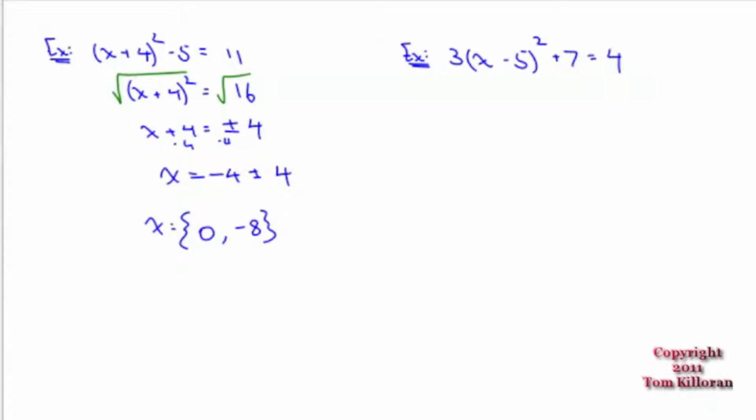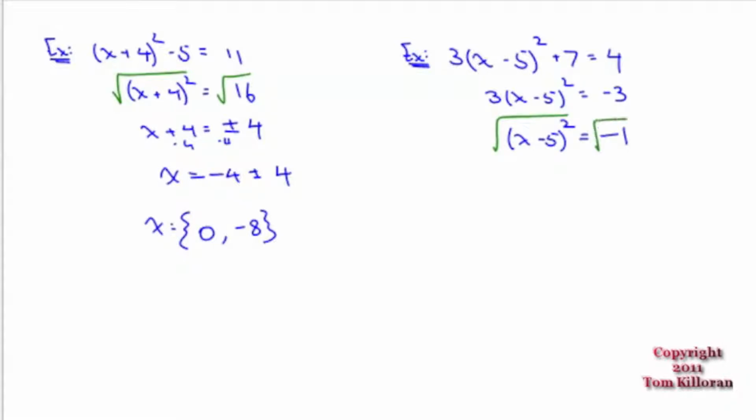So we're going to subtract 7. So we'll get 3 times x minus 5 all squared is equal to negative 3. Then what? Divide by 3. Divide by 3 and we get x minus 5 still all squared is equal to negative 1. Negative 3 divided by positive 3 is negative 1. What do we do to both sides? Square root them.